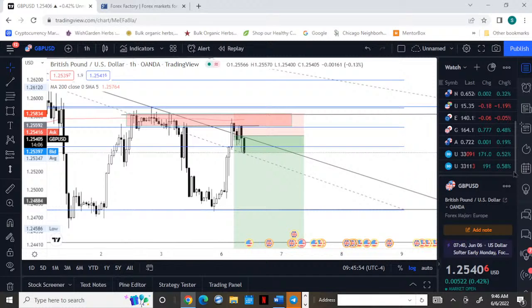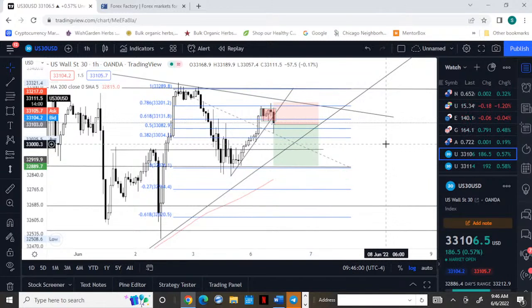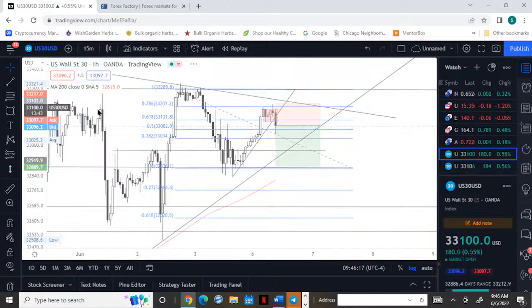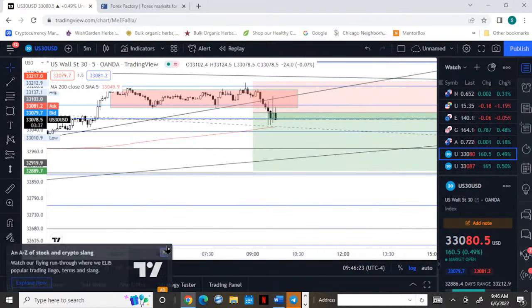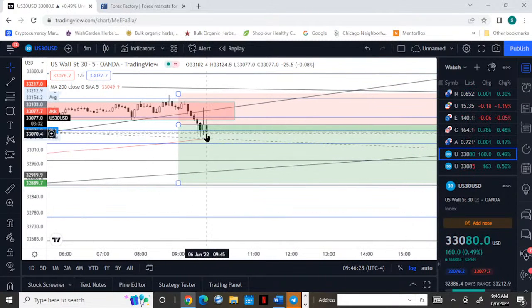We have 14 more minutes to this hourly candle closes. US 30. It wants to sell. There we go. Come on. That was a nice entry on the 5-minute. So it broke and price respected this trend line, came up and tested it. That's a nice entry right there.